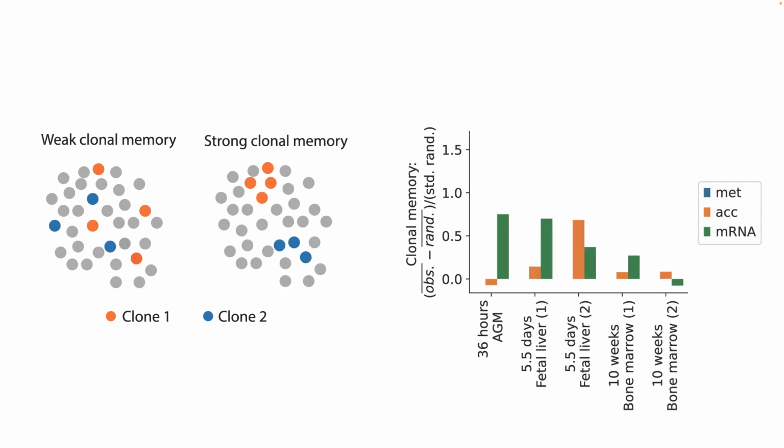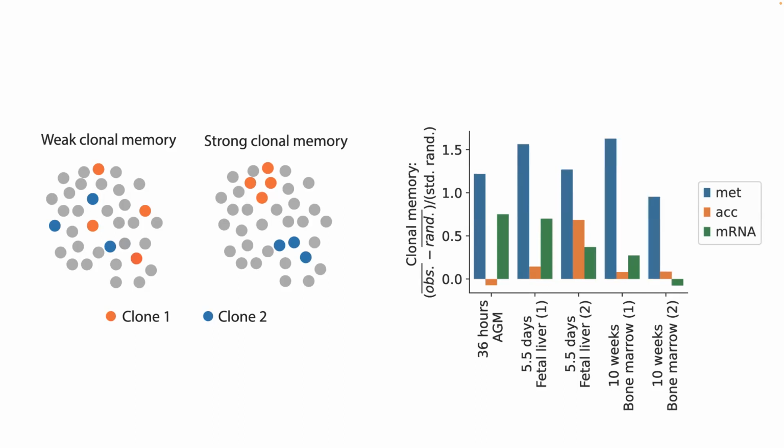On the other hand, chromatin accessibility has almost no memory, or it appears just like random noise. Interestingly, for DNA methylation, you can see that by 36 hours there is already pretty strong memory. And even at 5.5 days in the fetal liver, the memory is very strong.